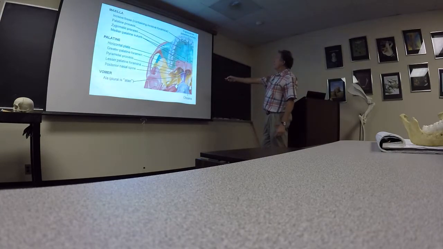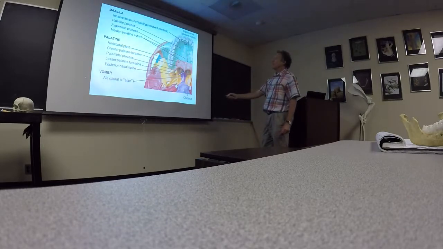Okay, here's that vomer bone that's lying right here in the midline, and the sides of the vomer are referred to as the ala, the alae. Each one is a wing, the wing of the vomer.